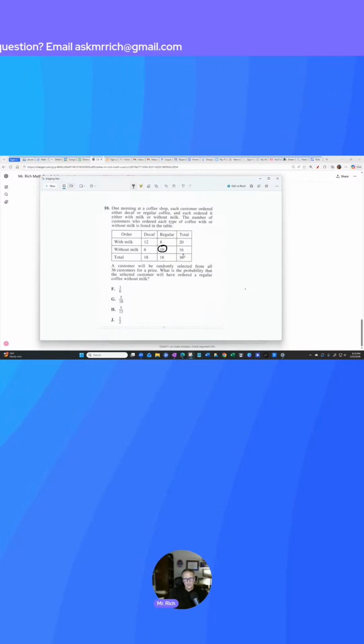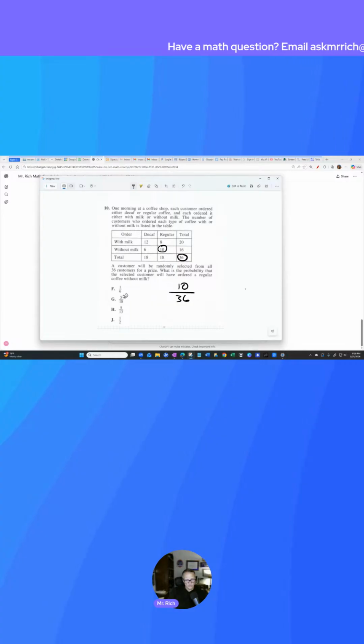10. And we're choosing from all 36, right? It says a customer will be randomly selected from all 36. So the probability calculation is going to be a 36 on the bottom, and there are 10 that meet the criteria of regular coffee without milk. And so this should be 5/18, G. So let's test ChatGPT on this easy question and see if it can do the trick.